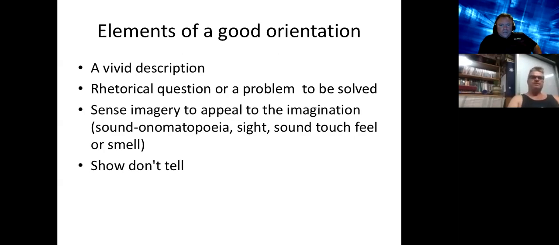This is in order to create a sense of imagery that appeals to the imagination. Sound is onomatopoeia. You'll use this type of language, whether it's in English literature or in storytelling. Sight, sound, touch, feel, or smell. So we show in a story. We don't just tell us about it. We actually use images and we use action. So adjectives and verbs. Adjectives are things of description of things, and the verbs are the action where we can use our imagination to enter into the story.